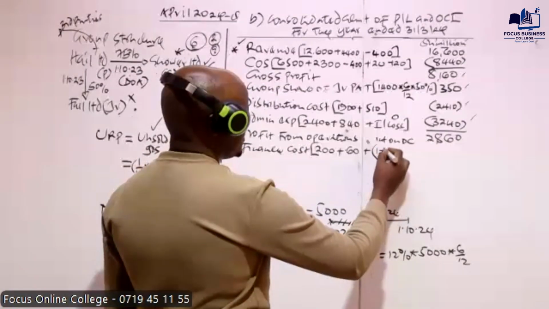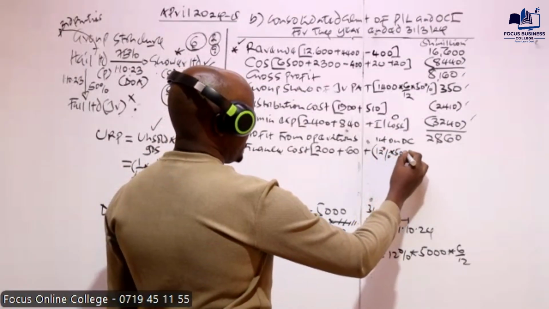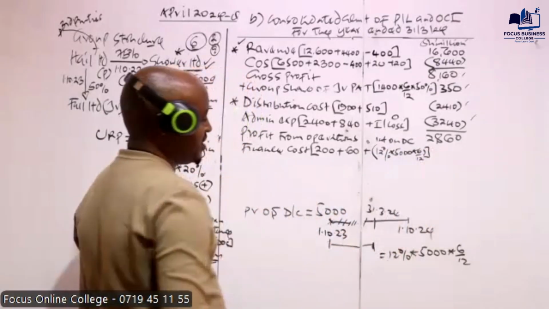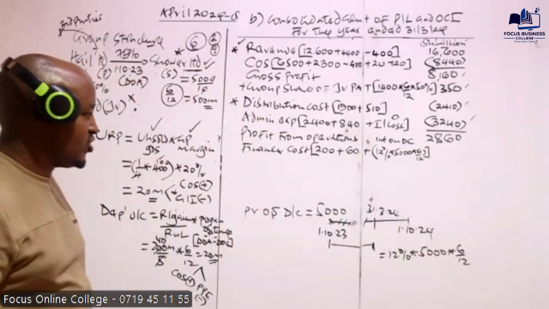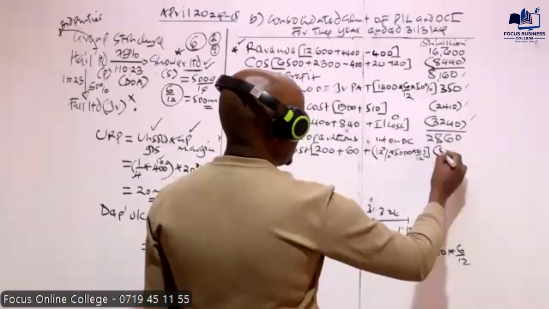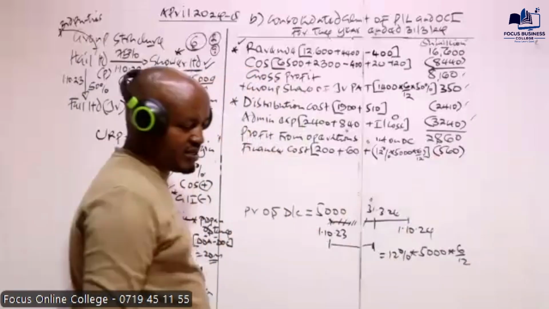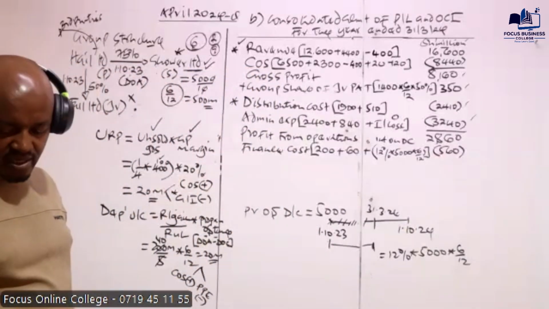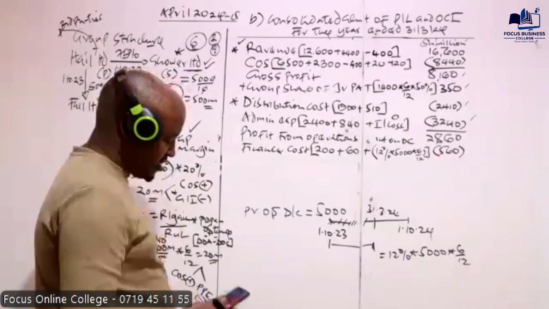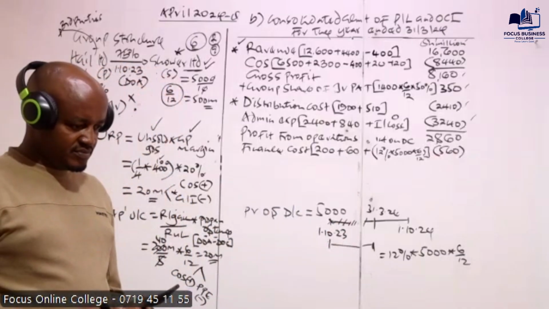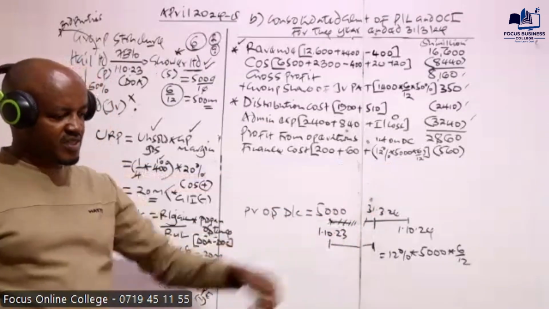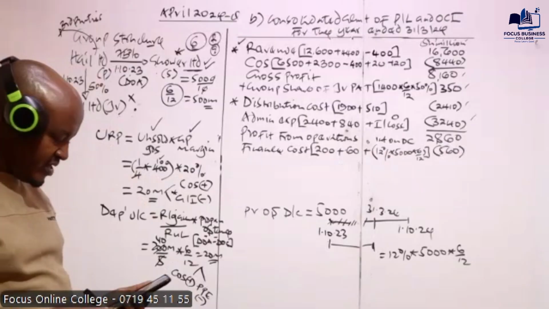So 12%, 5,000 times 6 over 12. So that is basically the interest on deferred consideration. That one should be around 300. Yes. So we get the total finance cost as what? Is 560. Is that the correct value? Yes, because that one will be 300 plus 260. So then from there, what else do we have?